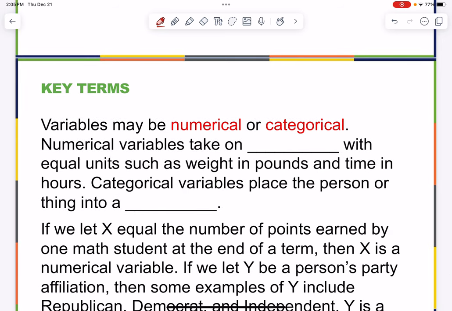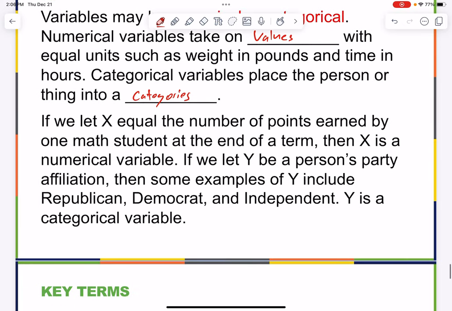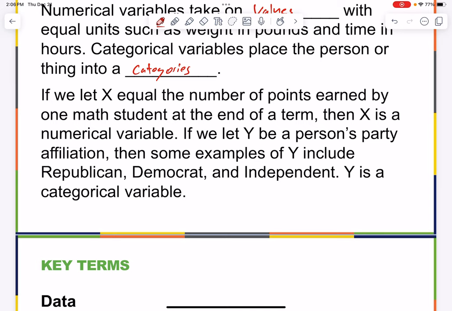Okay, variables may be numerical or categorical. Numerical variables take on a value with equal units such as weights, pounds, and time in hours, things like that. Categorical variables place the person or thing into categories. If we let X equal the number of points earned by one math student at the end of a term, then X is a numerical variable. If we let Y be the person's party affiliation, their political party, then some examples of Y would be Republican, Democrat, and Independent. Y is a categorical variable.